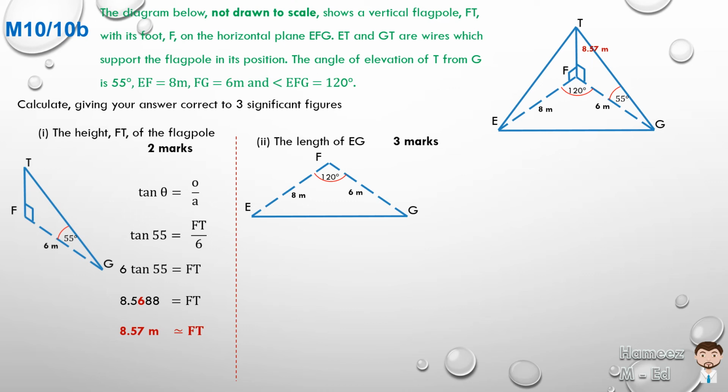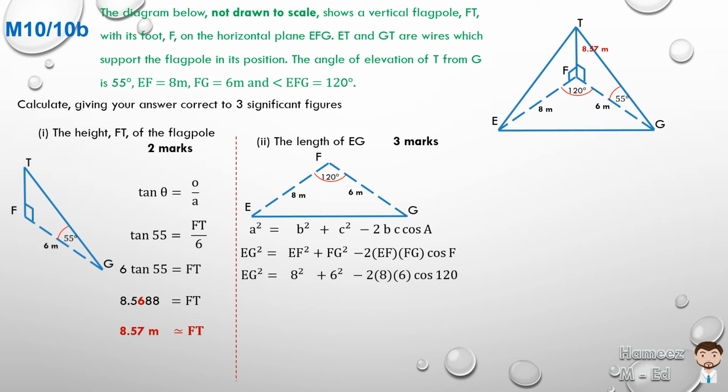So we have two sides and we want to get a third side, we have an angle. So we're going to use the cosine rule. A squared is equal to B squared plus C squared minus 2BC cos A. So let's substitute. EG squared is equal to EF squared plus FG squared minus 2EF FG cos F. And if we put in the values that we know, 8 squared plus 6 squared minus 2 times 8 times 6 cos 120. If we put that into our calculators, we're going to get 148. So EG is the square root of 148, which is 12.165 meters.